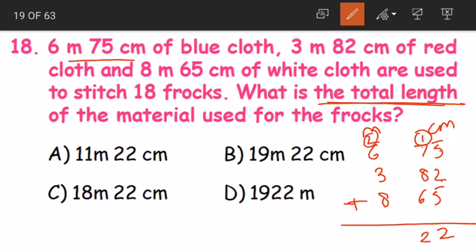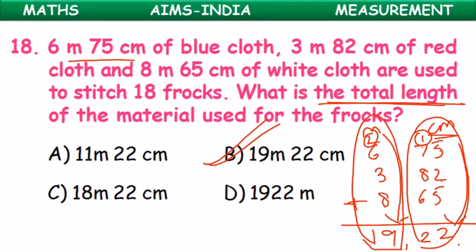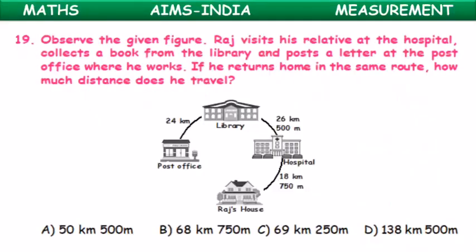We are having 2 carried, 6 plus 2 is 8, 8 plus 8 is 16, plus 3 is 19. So this is 19 meters and 22 centimeters. In the centimeter column we got 22 and in the meters column we got 19. So our answer is option B, 19 meters and 22 centimeters.